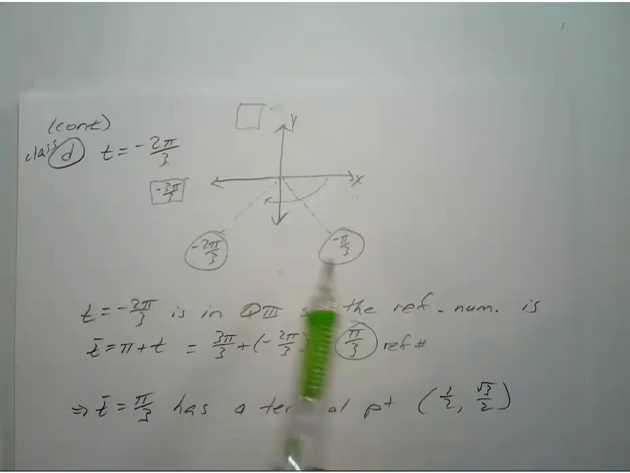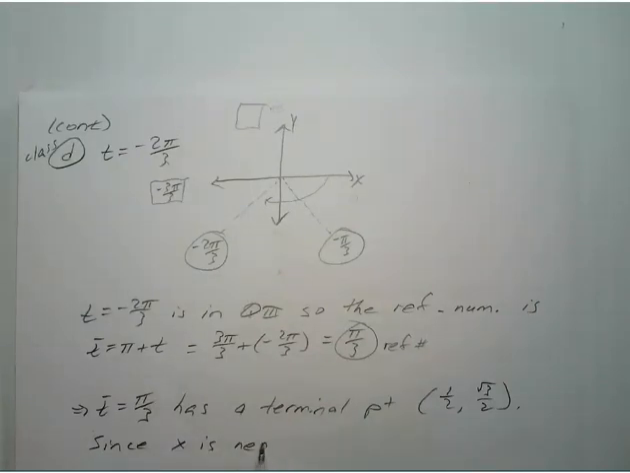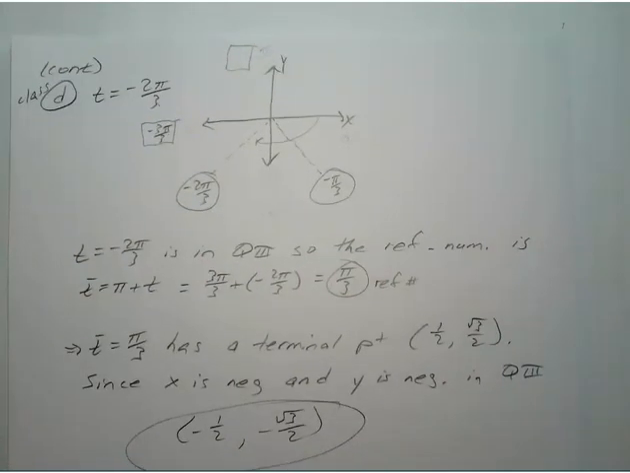Now we know in quadrant 3, x is negative and y is negative. In quadrant 3, that point, both of those become negative. Oh, sorry about that. I'm looking down at the paper and not up at the screen.